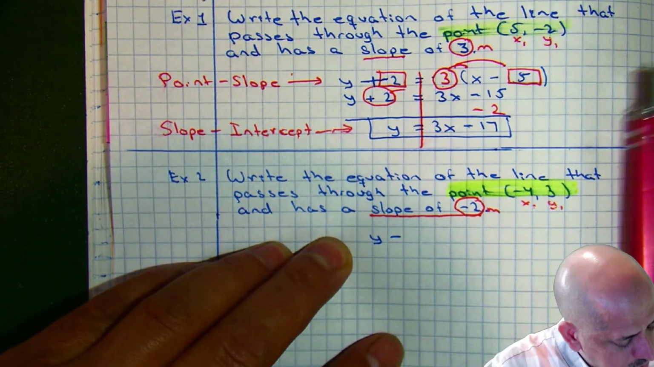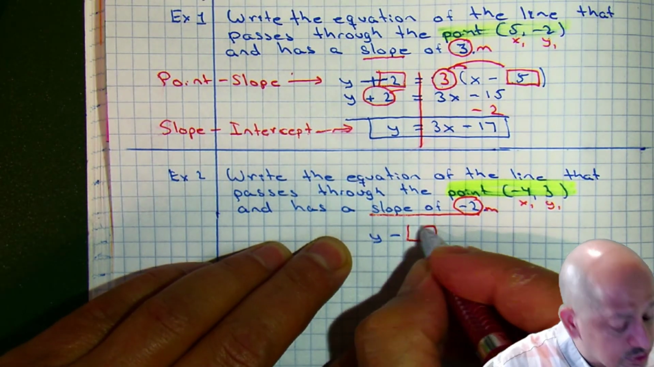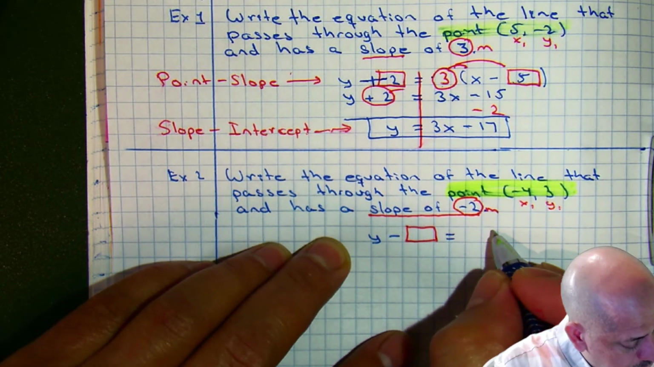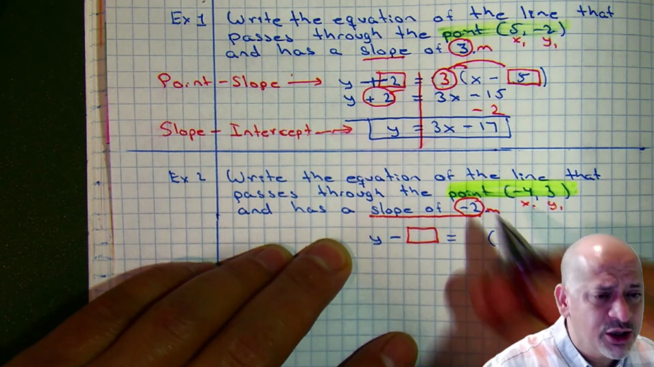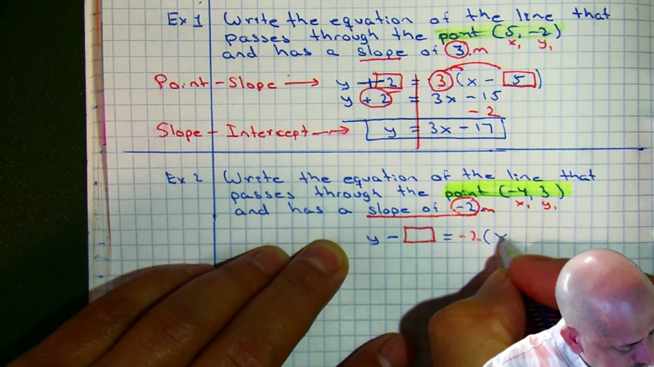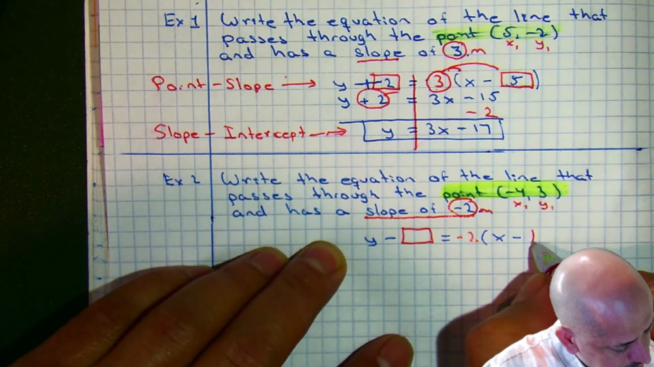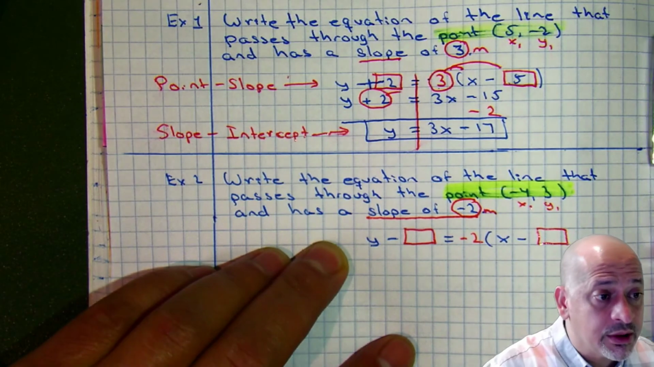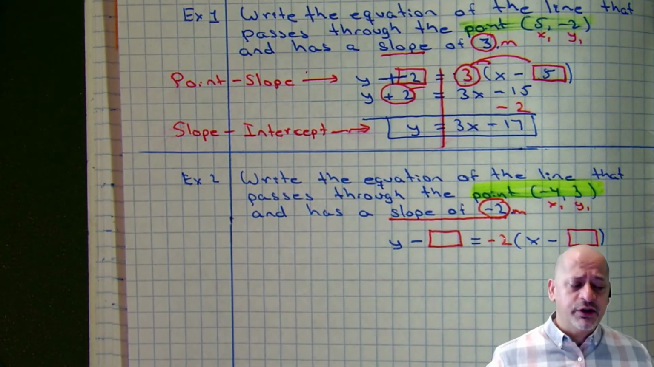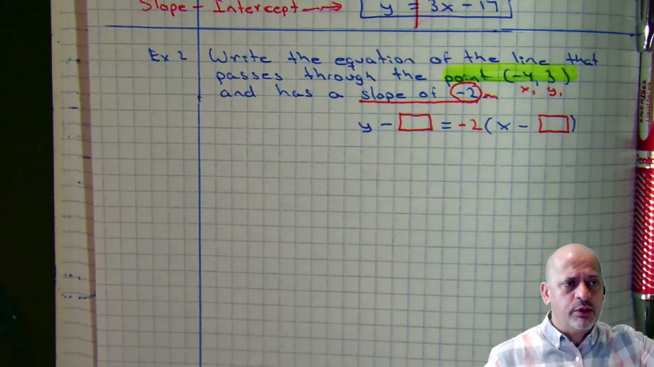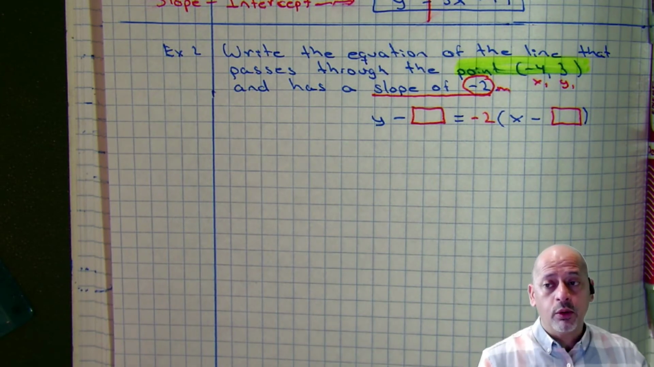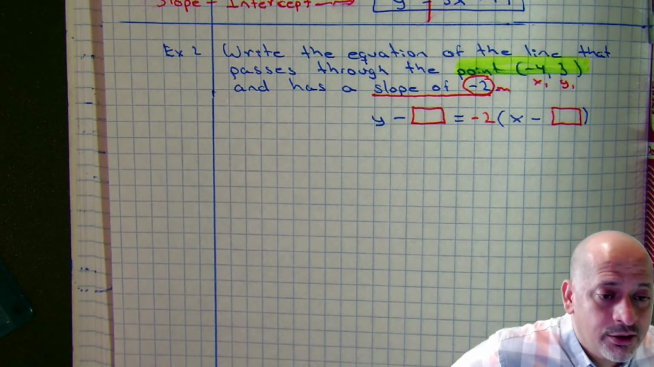So y minus, I'm going to place my box, so I remember that that is where the y1 goes, equals my slope. My slope is negative 2, so I can write that down. Then we have x minus, and I'll place my box, because that way I remember that that is the number that I need to plug in. It's very visual, so it really helps you visualize the process and remember where you need to place your y1 and x1, correct?